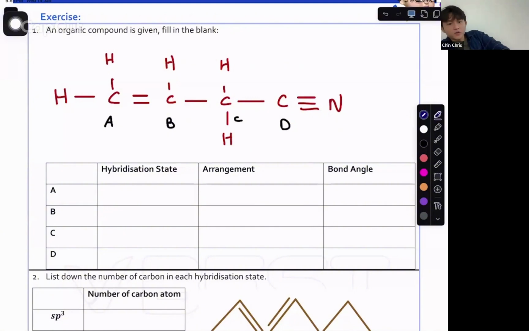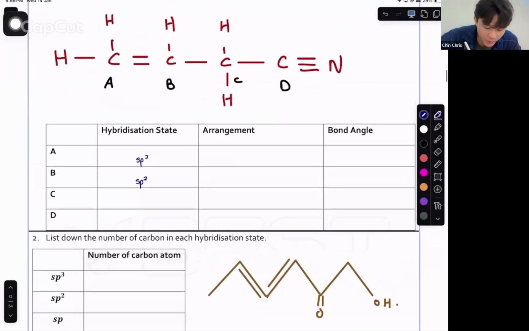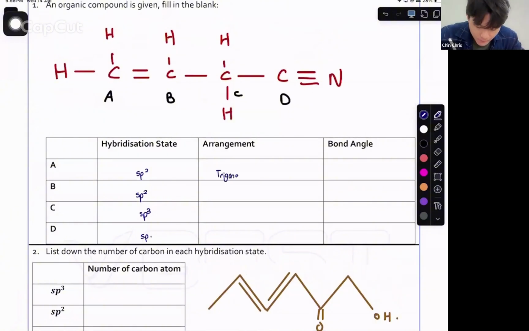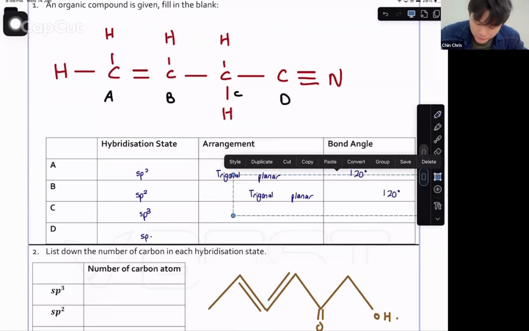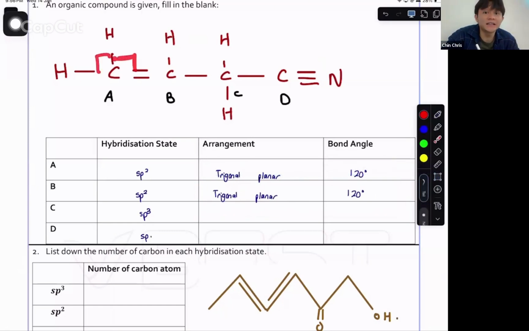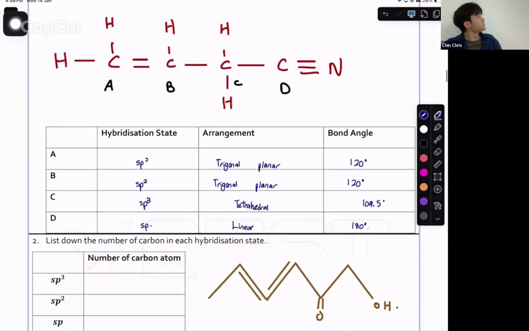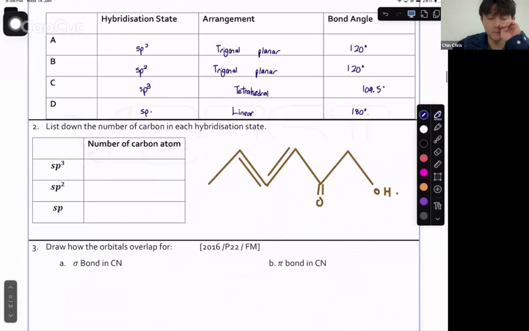First one, A, B, C, D. What's your answer? A is sp2 hybridized, right? B, sp2 as well because of a double bond. C is sp3 hybridized because all single bond. D is sp hybridized, correct? Sp2 is trigonal planar, bond angle is 120. Don't tell me 90 degree, that's not 90 degree. Sp3 is tetrahedral, 109.5. Sp is linear, 180. Clear? All right, guys, go. Second question.